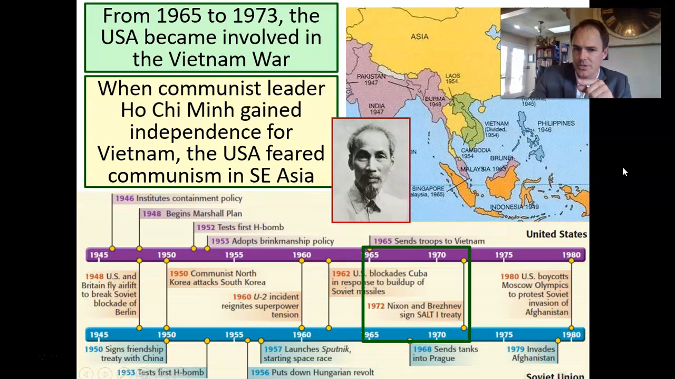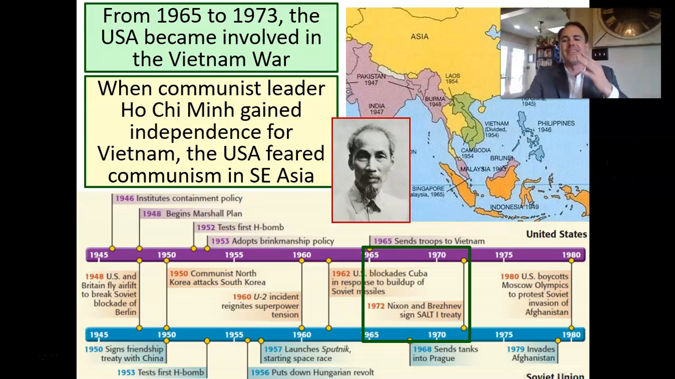So, communist leader Ho Chi Minh, you see here, helped Vietnam gain independence from France. Vietnam had been part of French Indochina, a colony in the late 19th and much of the 20th century. Right, the French refused to give up their colony after World War II, and they fought the forces of Ho Chi Minh, who were seeking to rid them. And they won a very key battle in 1954, and Vietnam was divided.